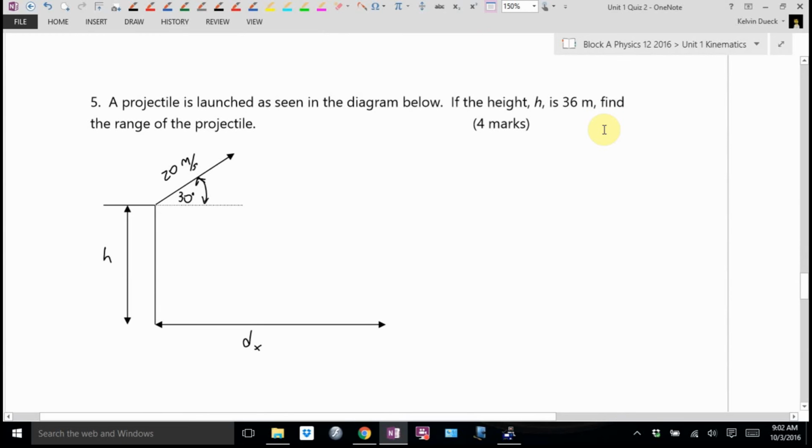Oh, speaking of tough questions, Cliff, at an angle. Projectile is seen in the diagram below. If h is 36, find the range. Do I see slanty? This is a job for components.